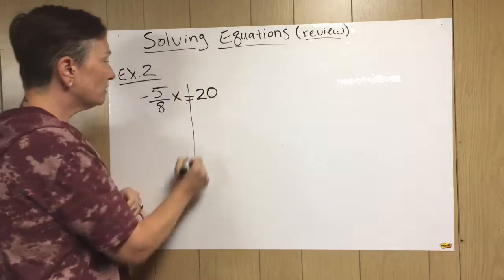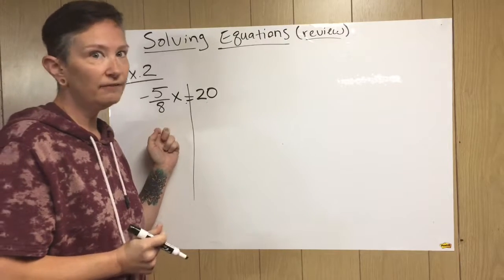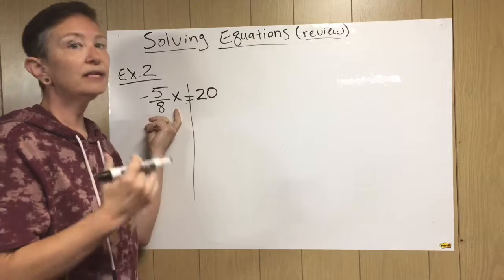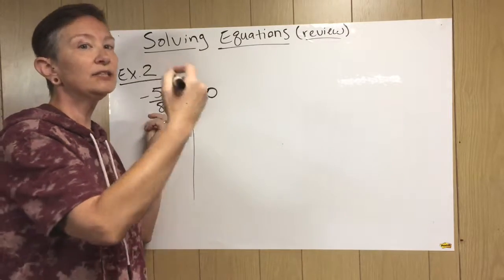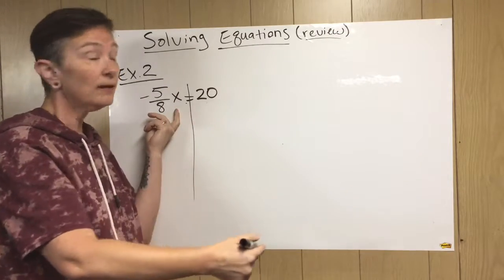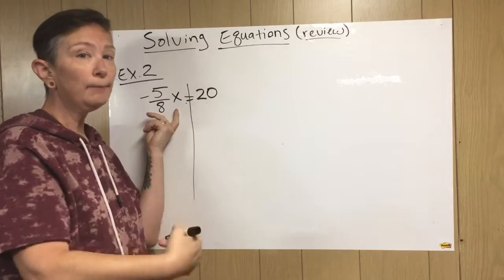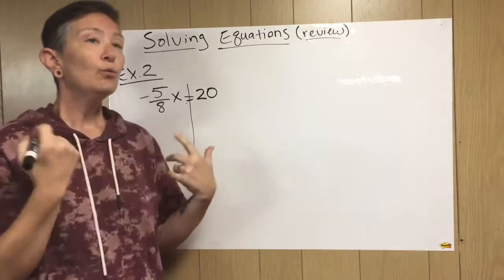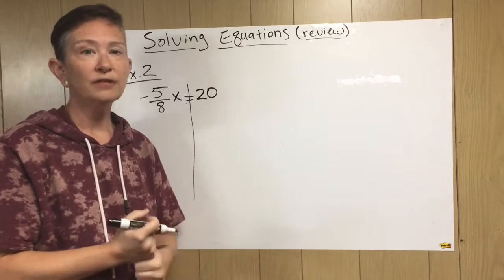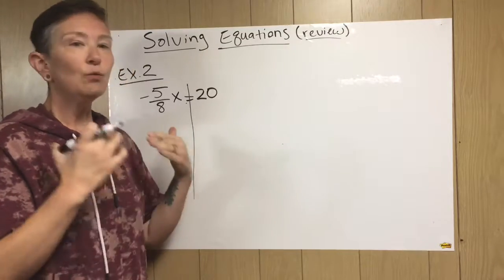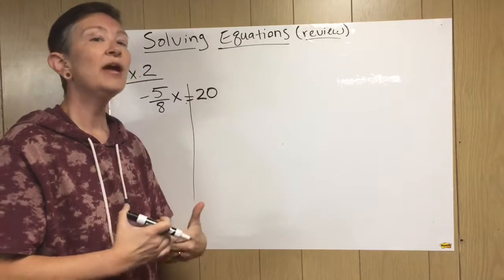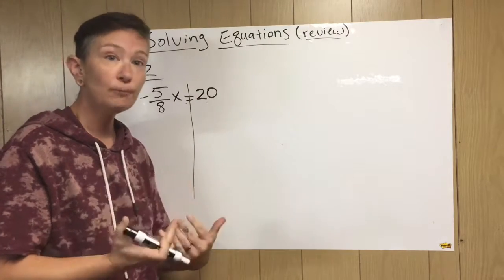What I notice is that on the left-hand side of my equation, I only have negative 5/8 x. That means I'm multiplying this fraction times x. Nothing else is happening, so the opposite of a multiplication is a division. Well, let's think back to our properties of fractions. When you divide by a fraction, that's the same thing as multiplying by its reciprocal.